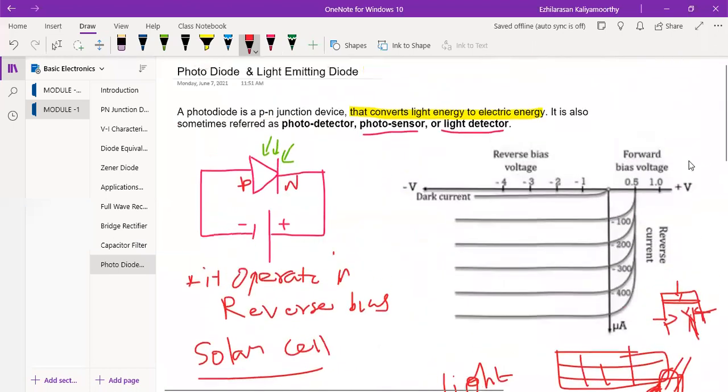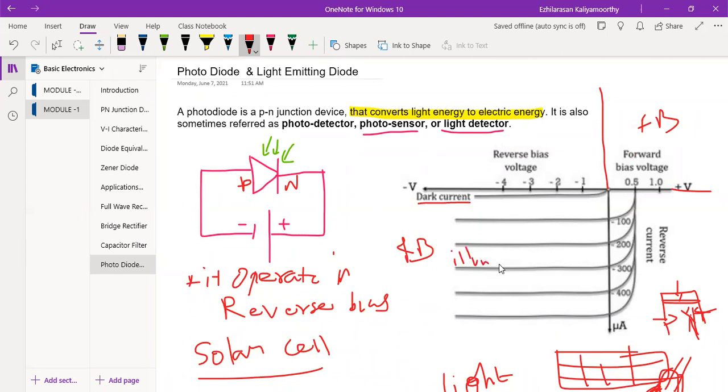Here we can see the characteristics. This will be your forward voltage. Normally the graph will look like this. This is your reverse bias, and this is your forward bias. Your photodiode will work in reverse bias only. Here, with no illumination, there is only dark current. As the illumination increases, meaning the light intensity increases, the reverse current also increases.